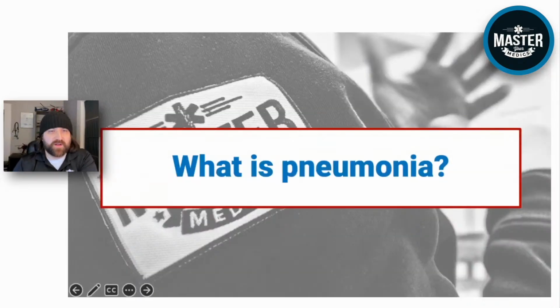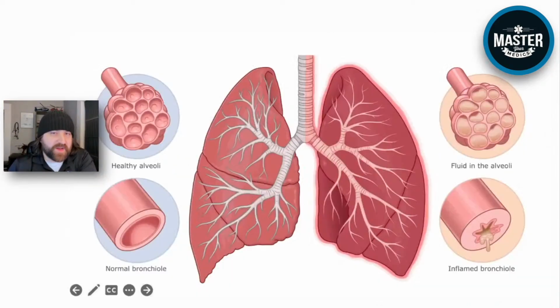So, what is pneumonia? Pneumonia is a respiratory infection characterized by inflammation of the alveolar space and the interstitial tissue of the lungs. It's the leading cause of infectious death in the world. It's the eighth leading cause of death in the world. The primary diagnosis for 1.5 million ER visits in the US alone. We see this stuff all the time. It's bread and butter for us.